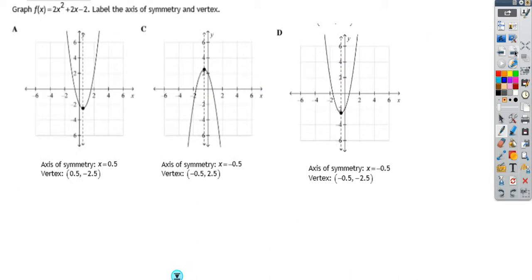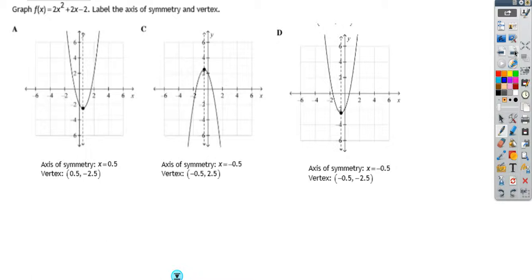The last two slides are going to go through two examples of how to graph a quadratic equation. So this first example says graph f of x equals 2x squared plus 2x minus 2. Label the axis of symmetry and the vertex. So the first thing we need to do is take everything we just learned and put it all together.